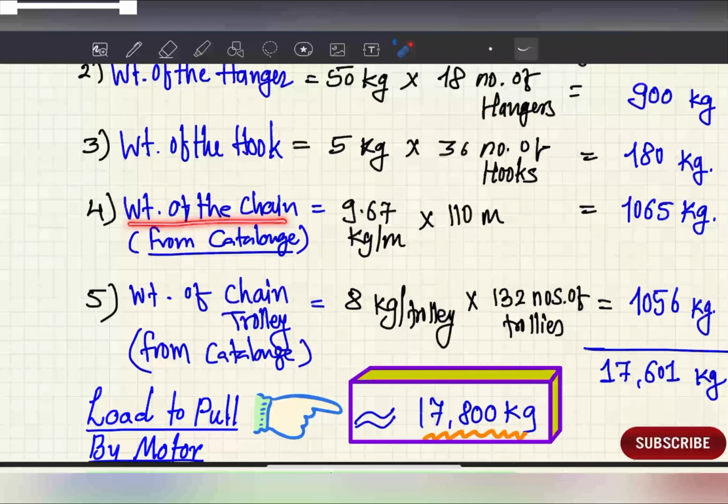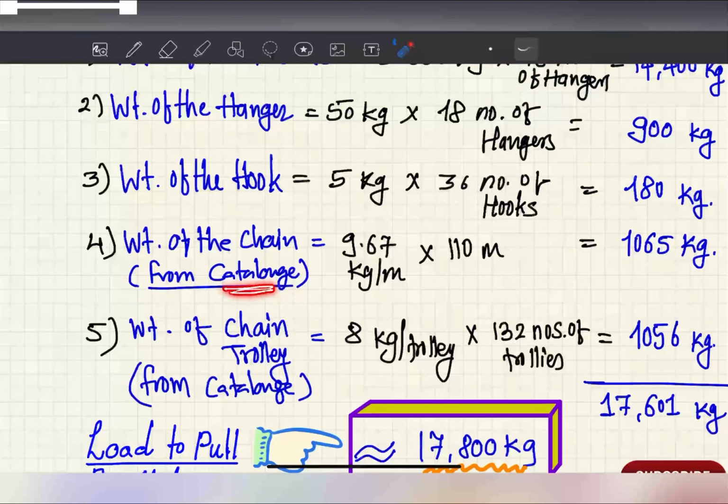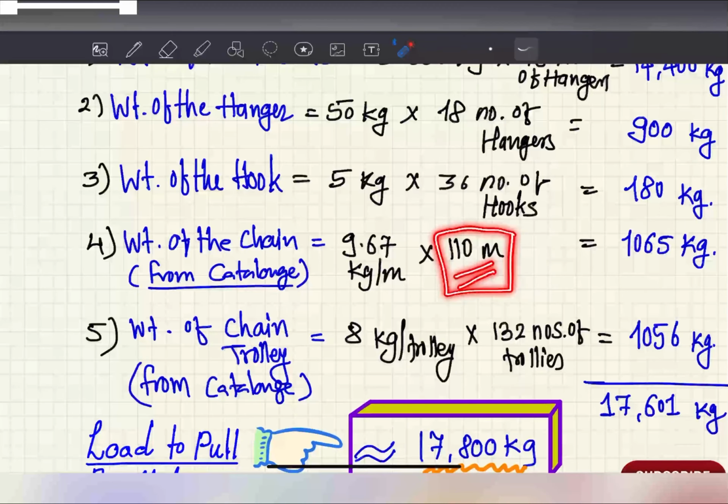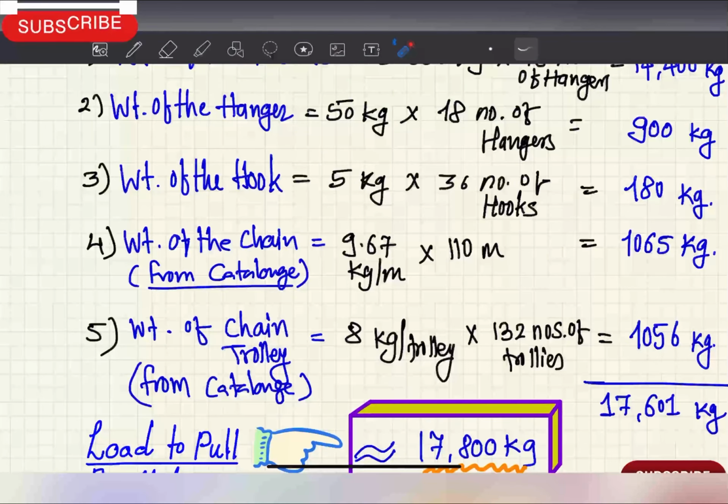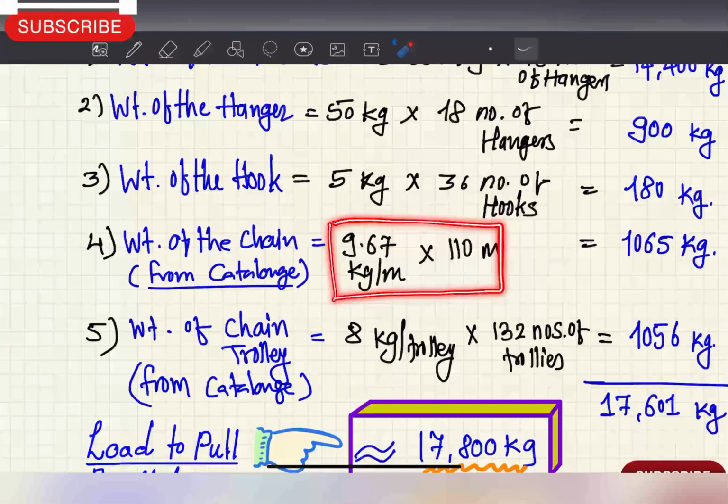Weight of the chain from catalog. So from catalog we will select a chain which itself weighs around 9.67 kg per meter. This is a supplier chain catalog data. We need 110 meters of chain because this data has been given by the customer. He requires 110 meters of chain because of the number of stations he has given in his layout. So 9.67 multiplied with 110 meters, so chain itself weighs around 1065 kg.